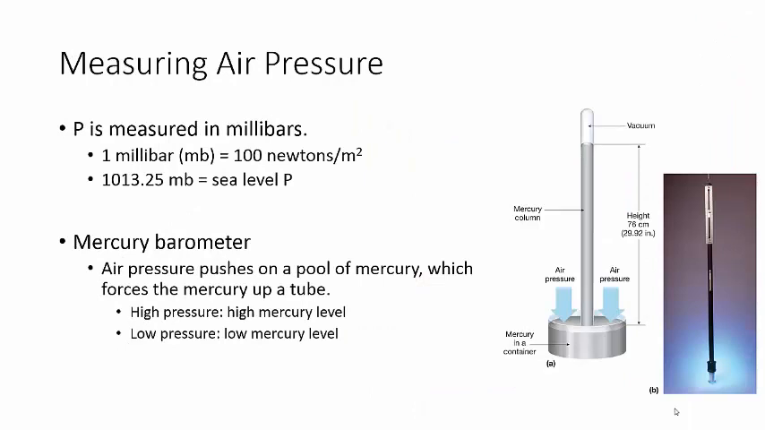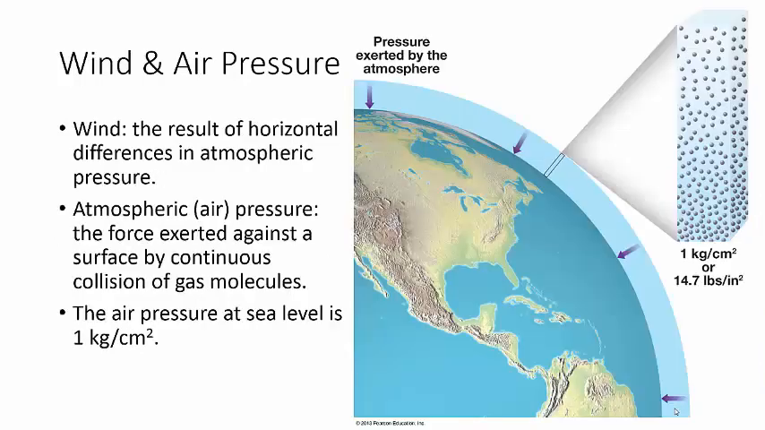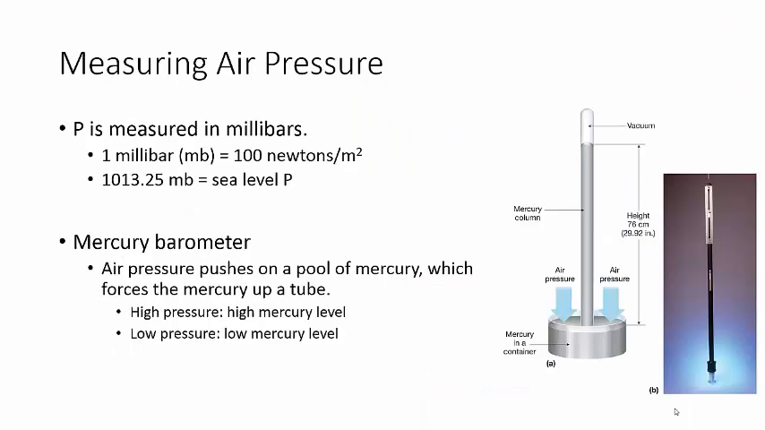Okay, how is air pressure measured? Well, in millibars. Okay, and they've got all these crazy things about what a millibar is compared to a newton. Unless you really know your physics, don't worry about that. But basically, it's measured in millibars. We don't usually say kilogram per centimeter squared or pounds per inch squared. We usually say it's millibars. So at sea level, the pressure is 1,013.25 millibars. So essentially 1,013 is sea level.